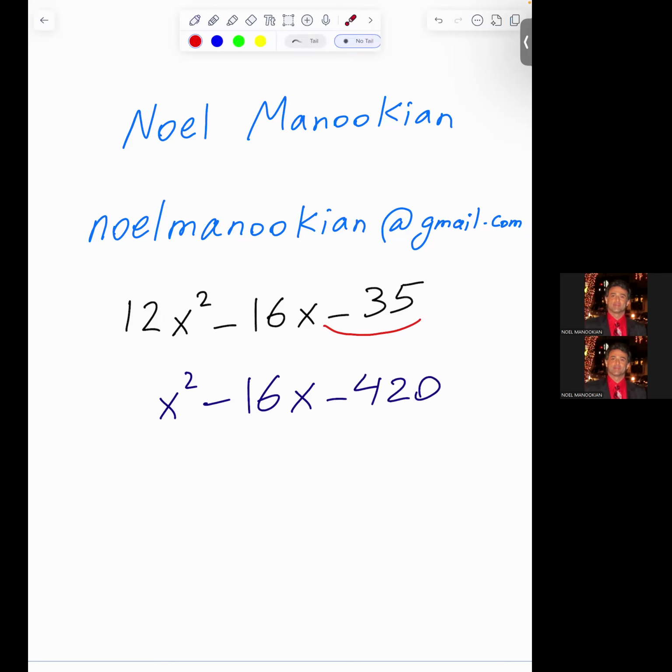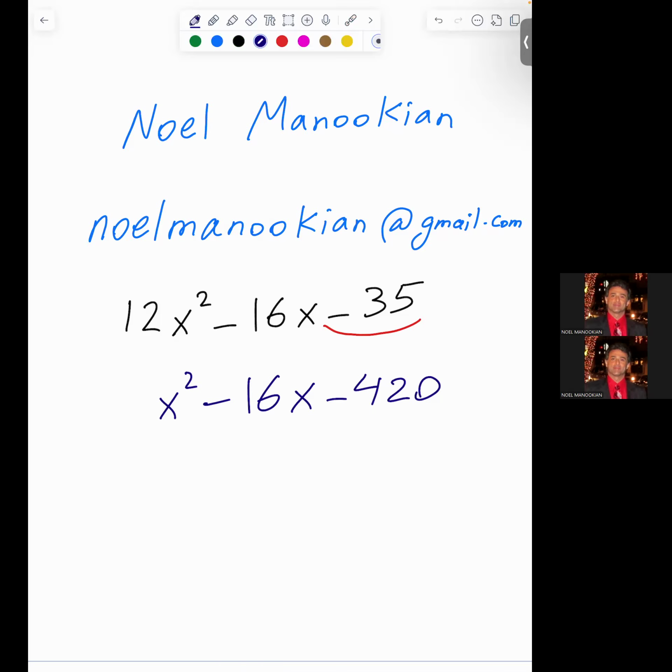So in the first step, I disregarded the coefficient of x squared. I changed it to 1. So it's 1x squared. Then I kept the middle term, minus 16x. But instead of negative 35, I used the product of 12 and negative 35, which is negative 420. At least for now, as you see here, the coefficient of x squared is 1. So now let's try to factor this expression.